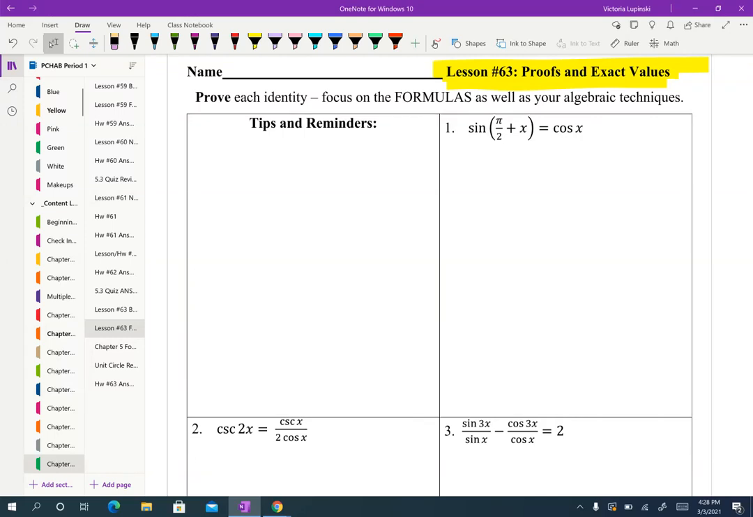All right, welcome everybody. Today we're going to talk about lesson number 63, and this is a lesson about proofs and finding exact values. You'll remember that when we were doing proofs earlier in the chapter, I told you that they went away for about a week and then they will return. So here we are. You're going to be asked to prove each identity.